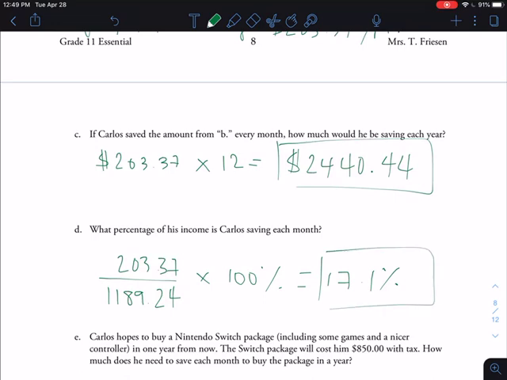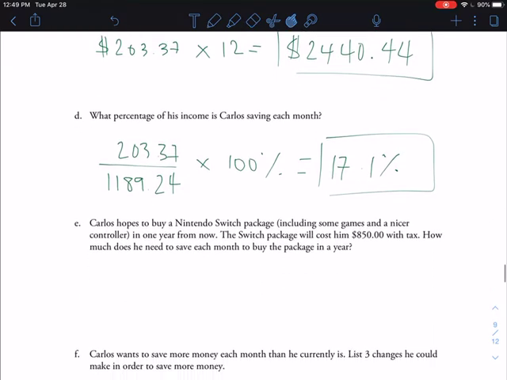So this means that Carlos is an excellent saver, okay? Like way above average. 10% is kind of like the rule of thumb from what I know. And if you're able to save more than 10% per month, that's amazing. Okay, so Carlos is super awesome, A+ saver.